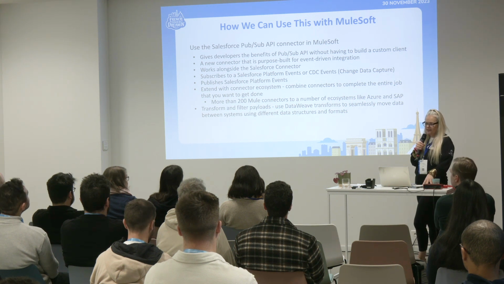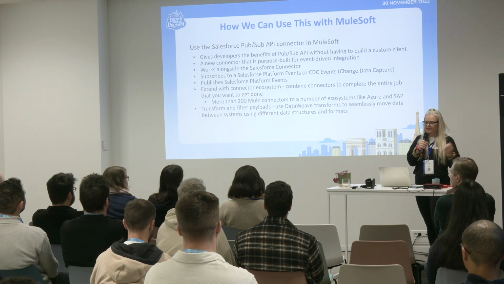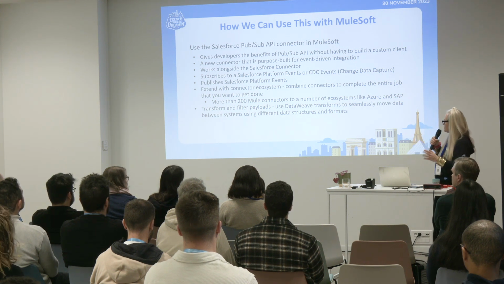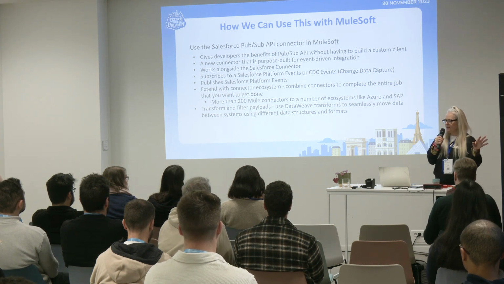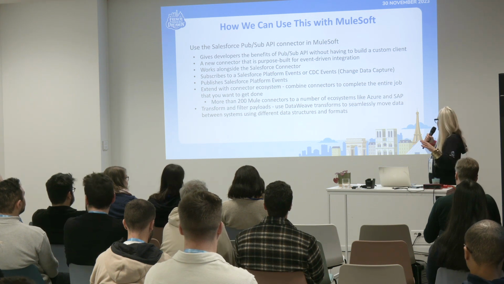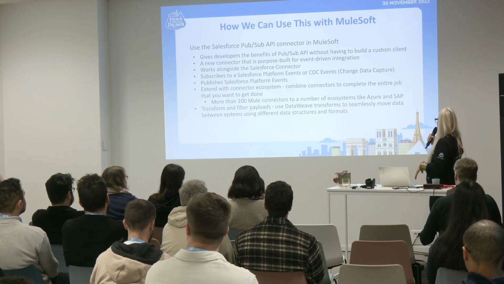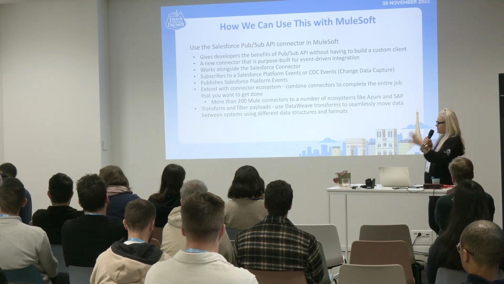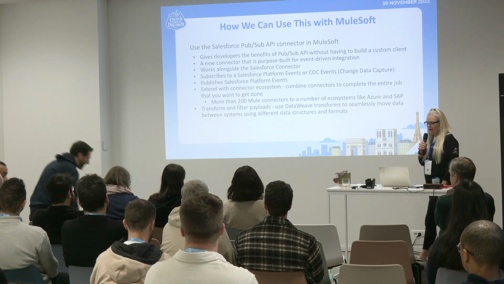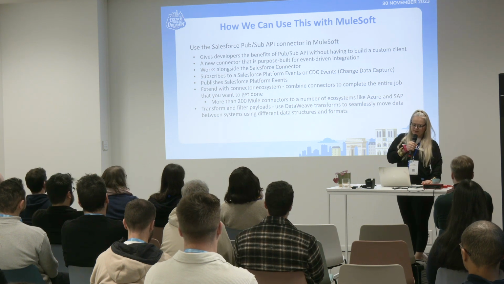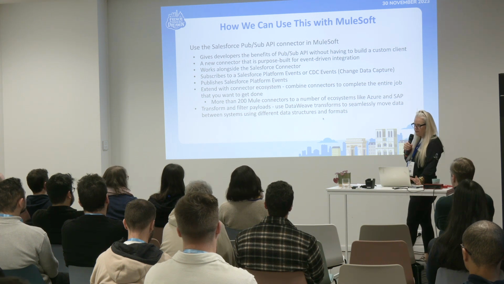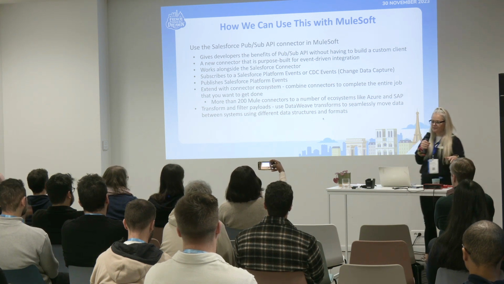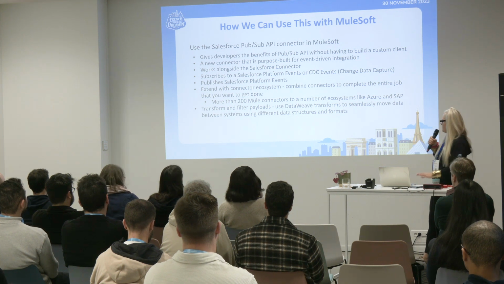You also can extend this with the connector ecosystem, so you can combine different connectors to complete the entire job that you want to get done. There are more than 200 Mule connectors to a number of ecosystems like Azure and SAP. So maybe you're subscribing to the platform events with the PubSub API connector, and then you need to send that data off to other systems like Azure, SAP. Then you can use those connectors within your whole orchestration to get this whole job done. And then you can also transform and filter payloads using DataWeave transforms, and you can use this to seamlessly move data between systems using different data structures and formats.